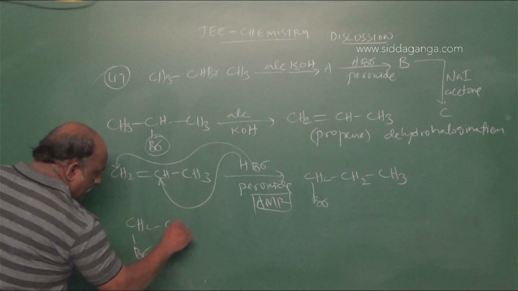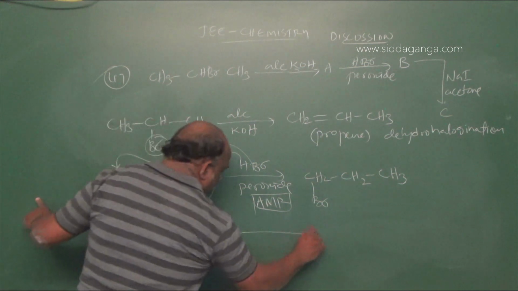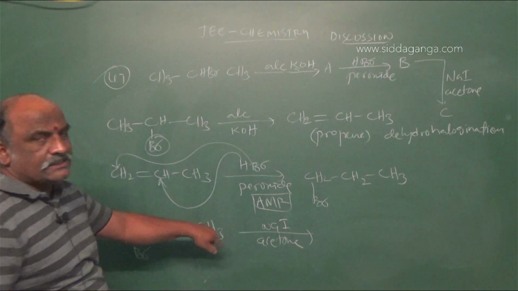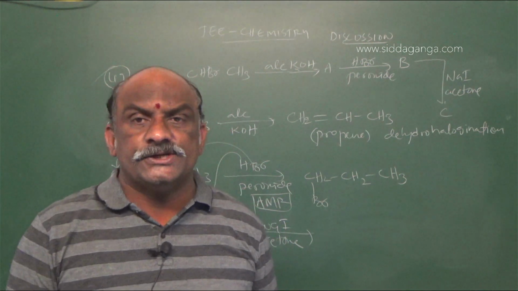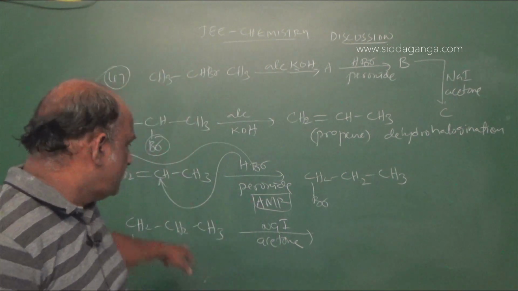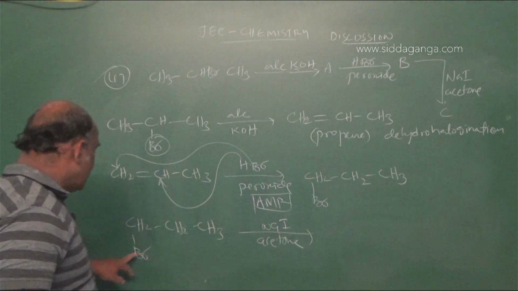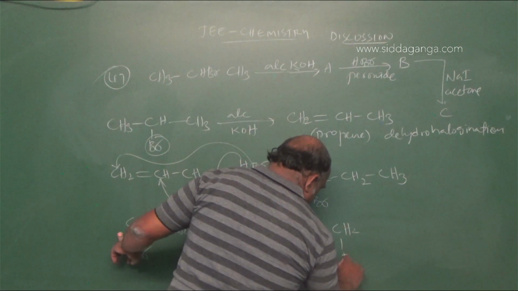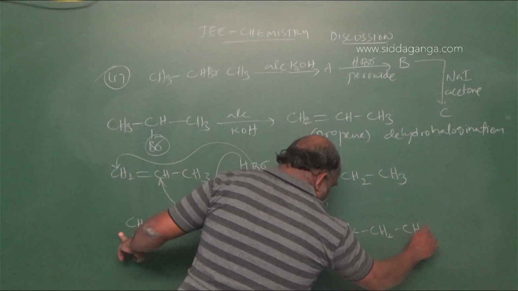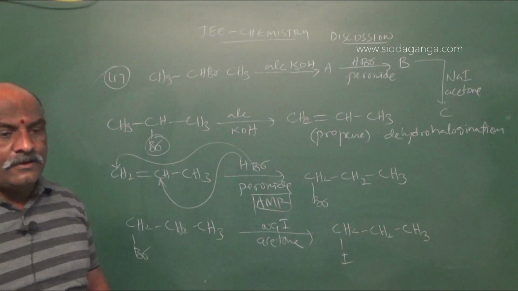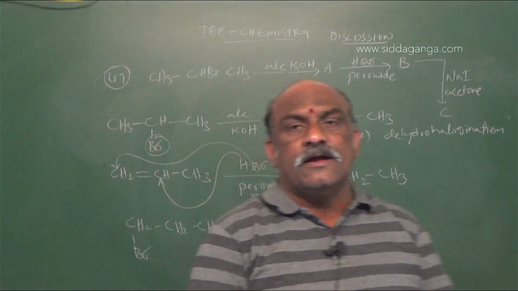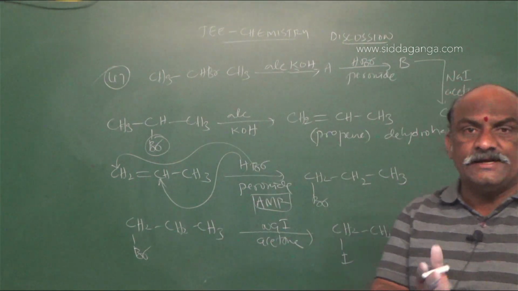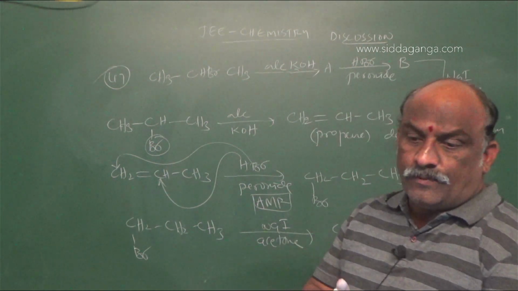CH2Br CH2 CH3 with NaI in acetone. This reaction is called the Finkelstein reaction. So what will be the answer? Simply eliminate NaBr and substitute I. So the answer is CH2I CH2 CH3. So what is C? C is iodopropane or propyl iodide. Correct.